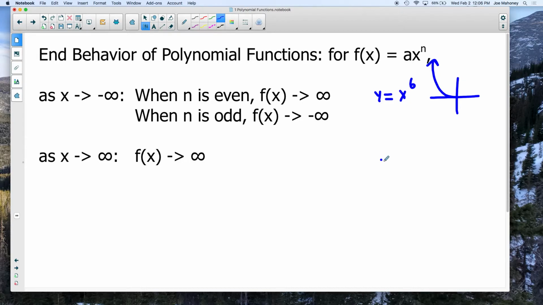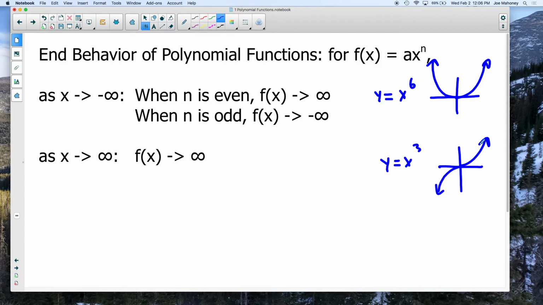Now, if you compare that with the graph of y equals x cubed, an odd exponent, when that exponent is odd, negative x values make our y value negative. That's why it goes something like that. But in a polynomial function, when x increases towards positive infinity, whether the exponent is even or odd, the y value goes off to infinity as well. We call that the end behavior of a graph.